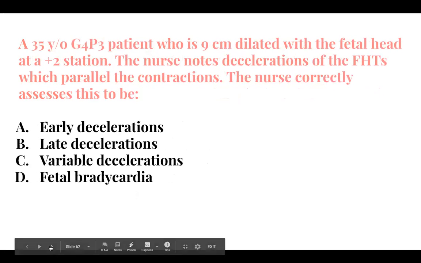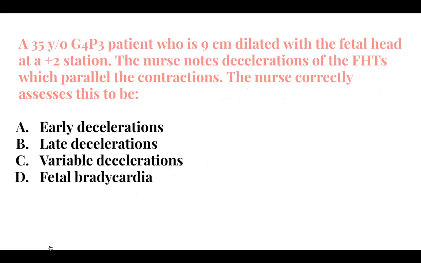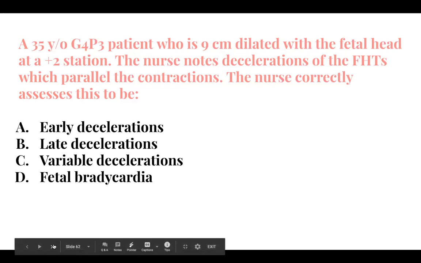A 35-year-old gravida 4, para 3 patient who is 9 centimeters dilated with the fetal head at a +2 station. The nurse notes decelerations of the fetal heart tones, which parallel the contractions. The nurse assesses this to be, the answer for this is A, early decels. If they are parallel to the contractions or a little bit earlier, these are early decels, and those are fine.